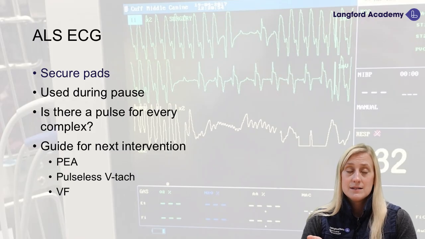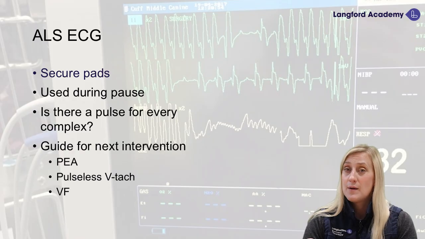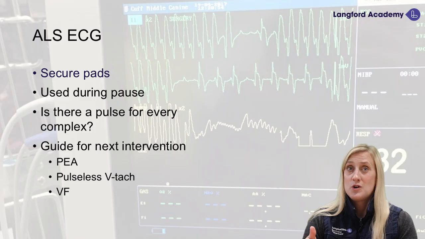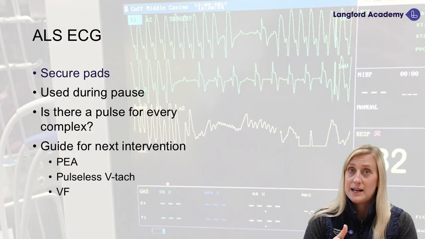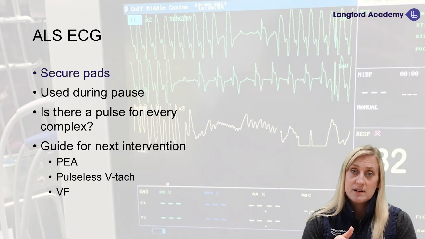And once we've done our basic life support, chest compressions, ventilation, we're going to pause and stop and look at our ECG. We're going to be feeling, is there a pulse for every complex that's going on there? Perhaps there isn't, perhaps there is. Is it a shockable or non-shockable rhythm? So it's the guide for the next intervention, whether we defibrillate or not, or continue with chest compressions, ventilation and our drug therapies. And again, we're still going to give epinephrine every other cycle, even if they are in a shockable rhythm as well.